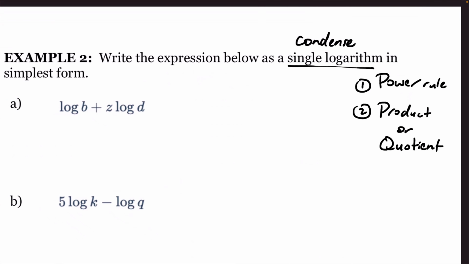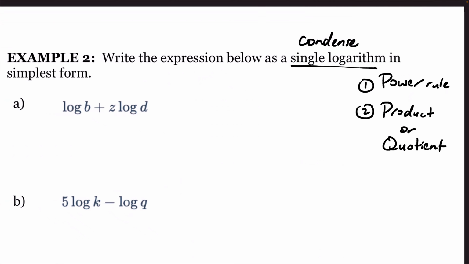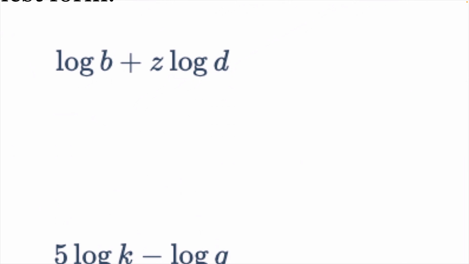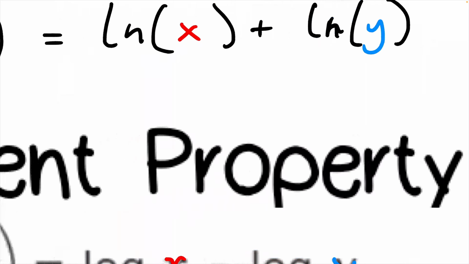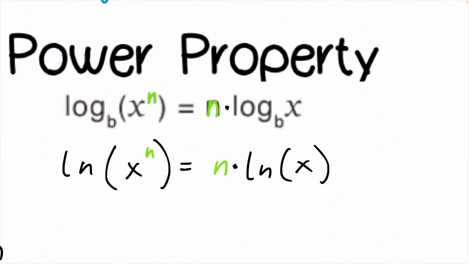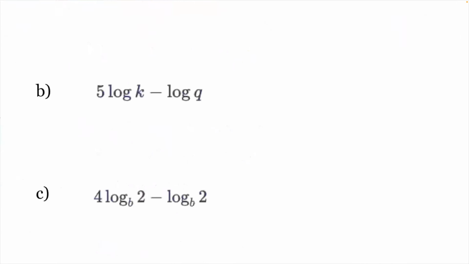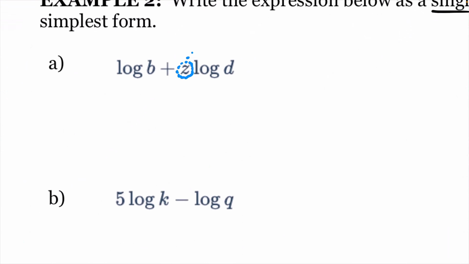Okay, so let's look at A. I got to use the power rule first. How do I know there's a power? This guy right here, right? Let's go right back here. Didn't we say if there's a number or anything in front of the log, that's the power? That's where the power hides. Where is it supposed to be? It's supposed to be with the power. So we got to move it back. That's the first thing we're going to do.